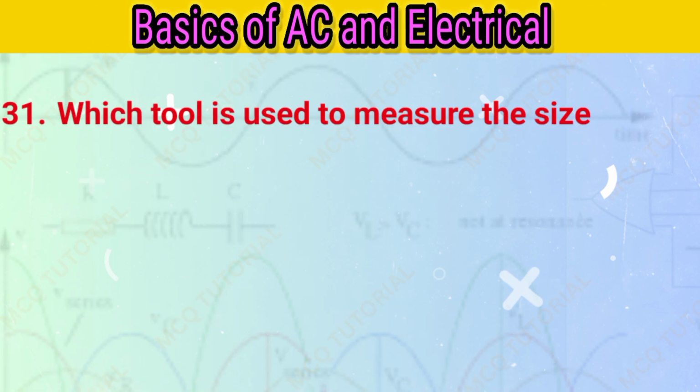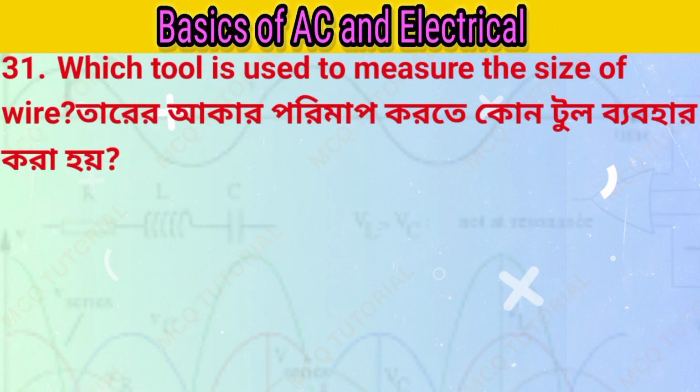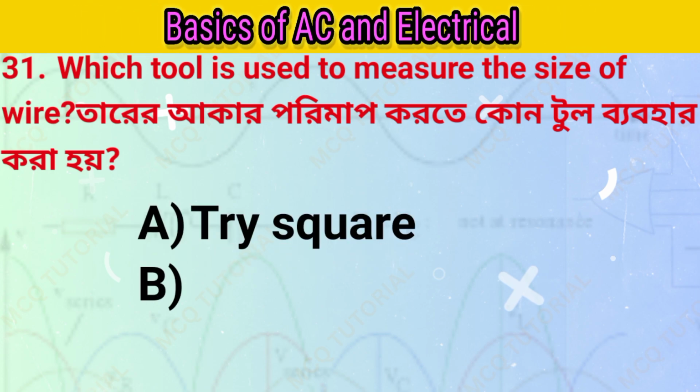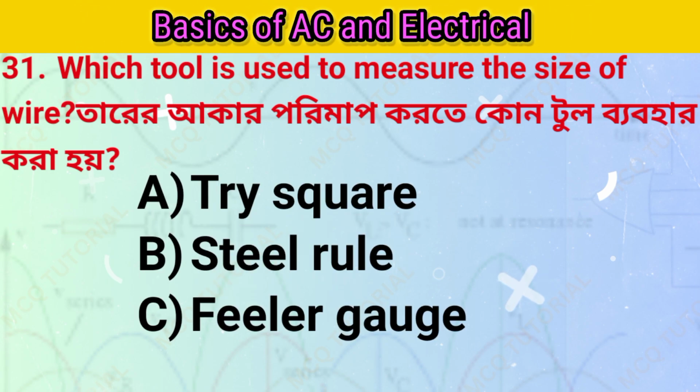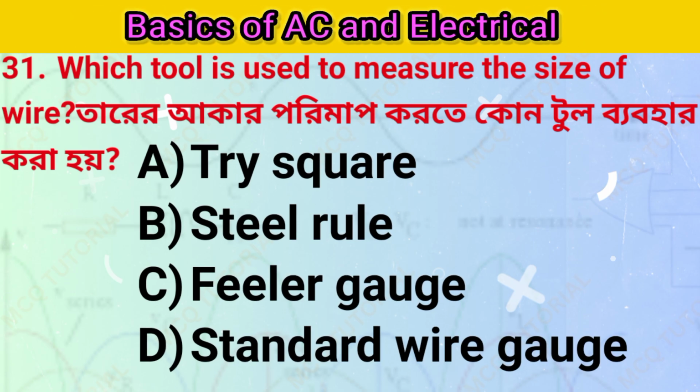Question 31. Which tool is used to measure the size of wire? Option A tri-square, option B steel rule, option C feeler gauge, option D standard wire gauge.